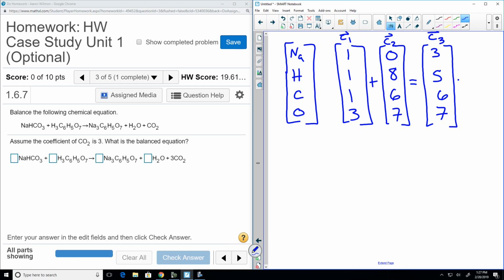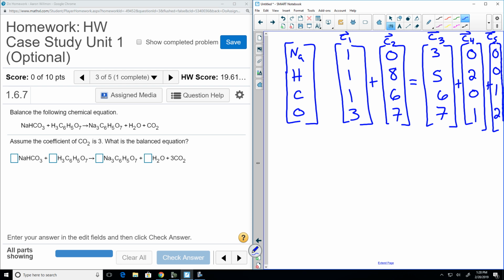I'll run out of room. C4. H2O, water. So 0, 2, 0, 1. The last one, CO2, carbon dioxide. So 0, 0, 1, 2, like that. Sorry if you can't see that. I squeezed that in there.